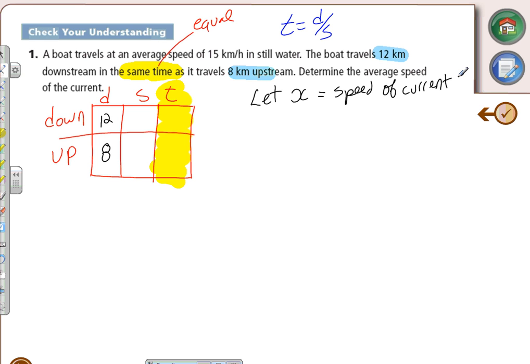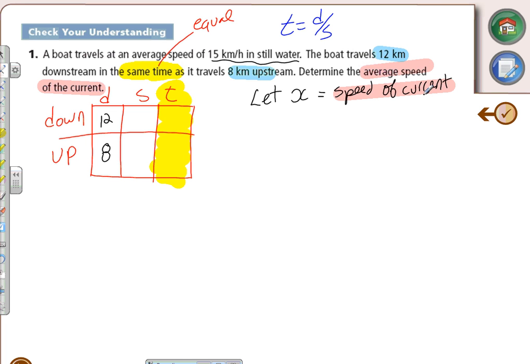Almost always, your variable here is going to be defined by what you're looking for, average speed of the current. And that's almost every single time the case. Not always, but most of it. So let's fill that in. The speed downstream is how fast the boat is going, still water speed, plus the speed of the current. The current is pushing it. And so it's going to go faster downstream than it will be able to go upstream.